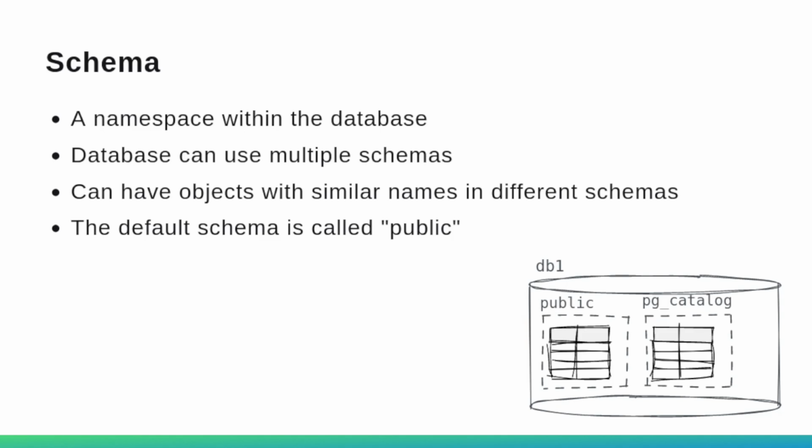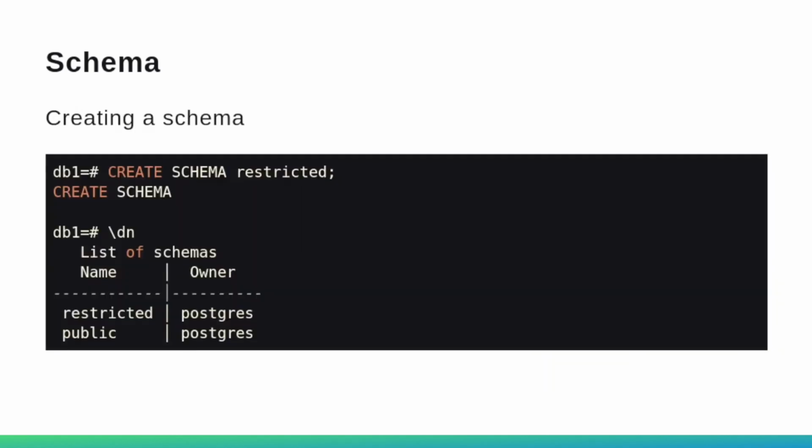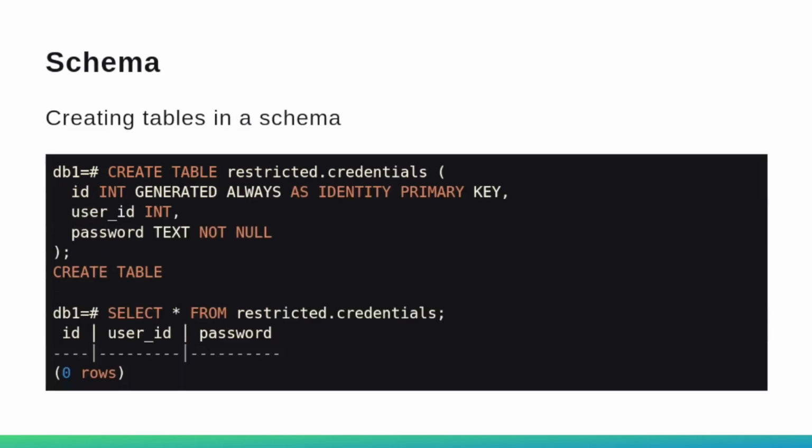So when you create a new database, there's a default schema called public created for you. So let's go ahead and create a schema using the create schema command followed by the name of the schema, in this case restricted. If we want to list all the schemas in our database, we can use the command \dn. And as you can see, we have the restricted schema that we just created, and we have the default public schema that exists in every database.